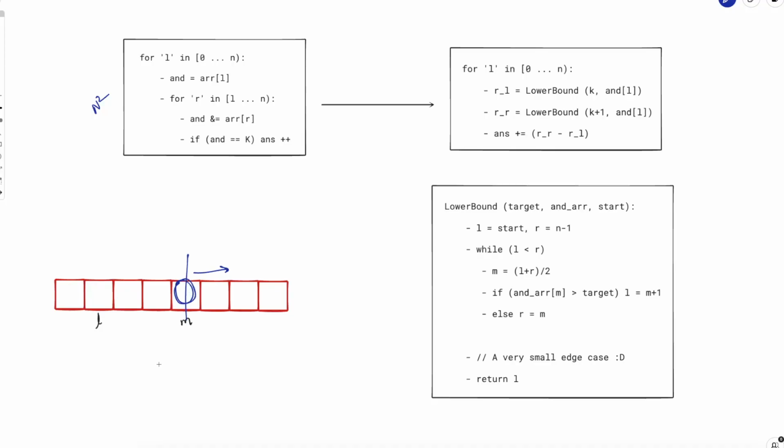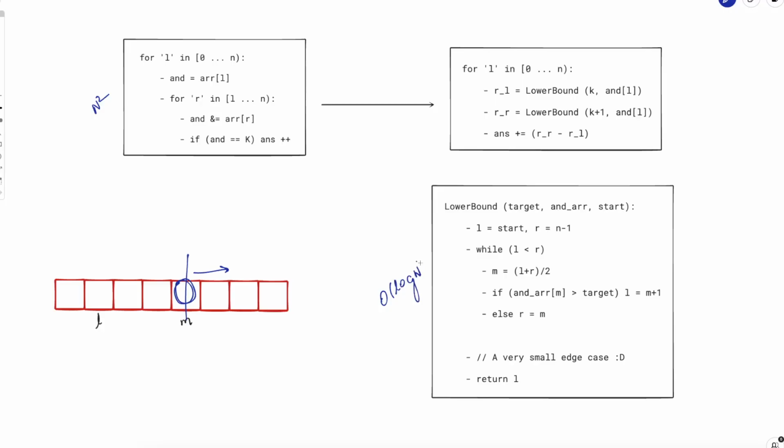Because at every iteration you can skip half of the array, this entire loop will simply run for order log n time, and the complexity of this entire lower bound will simply be order log n, right?